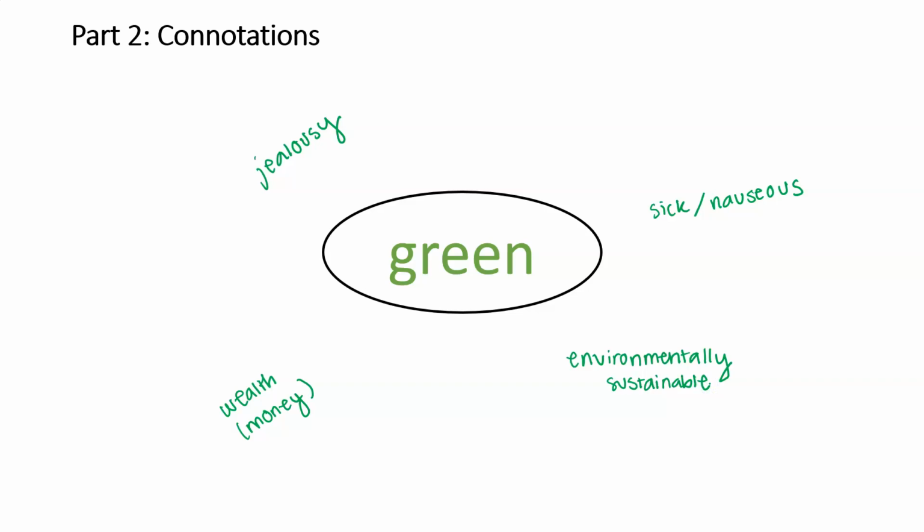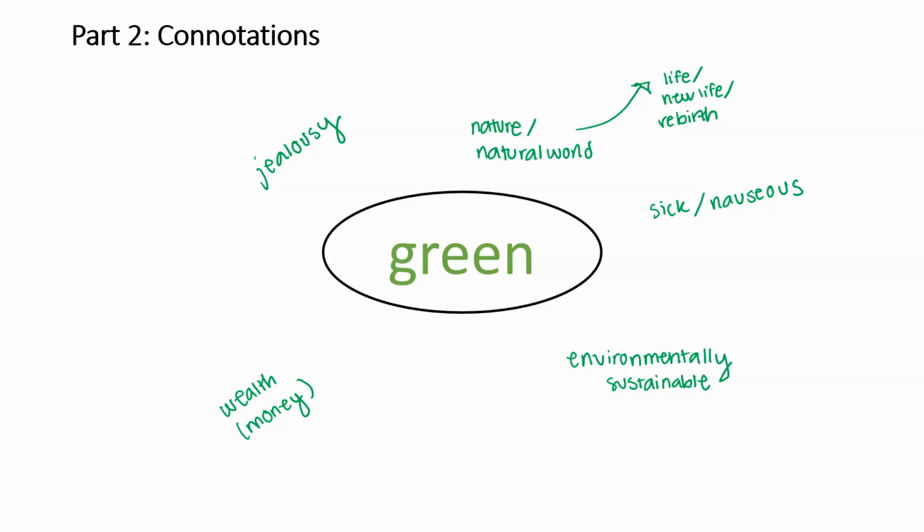Some other ones that we might see are the natural world, nature. Kind of going along with that, we could see life, new life, rebirth. So any of these words can be connotations of the word green.